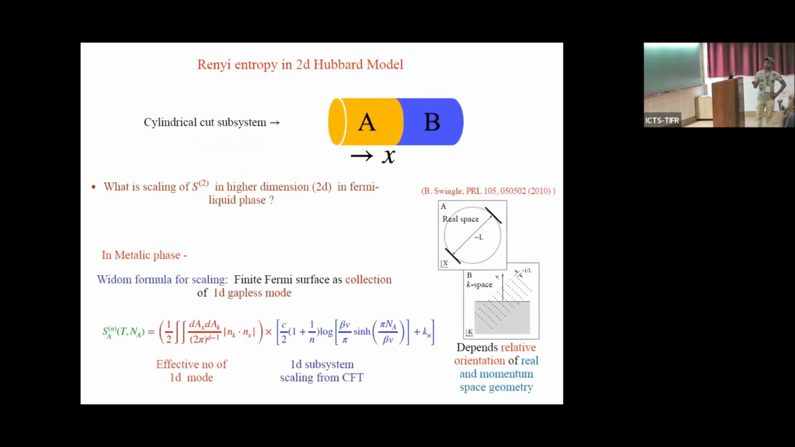So now we want to do more in higher dimension, and ask a similar question: what is the scaling? In the metallic phase, the scaling for 1D is just this scaling, but for higher dimension there is a Widom formula. The essential idea is that your finite Fermi surface is thought of as a collection of 1D gapless modes. Then the scaling is simpler. You have the 1D scaling, and then a number of effective 1D modes, which depends on the relative orientation of both real and momentum space geometry. So this is the Widom formula.